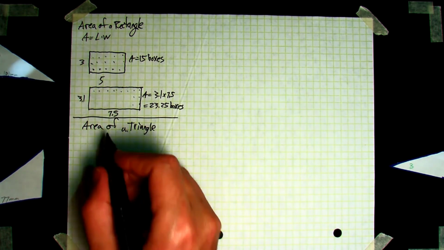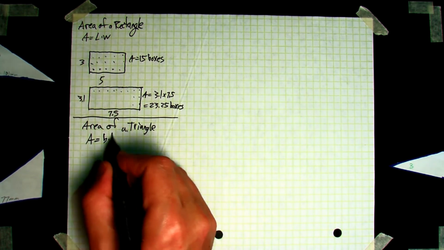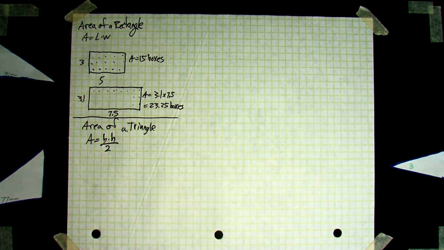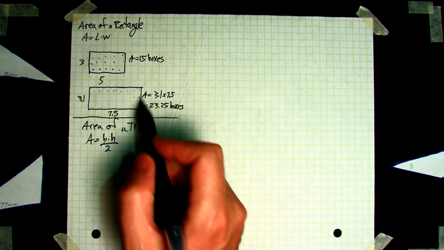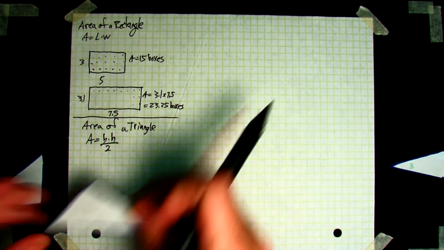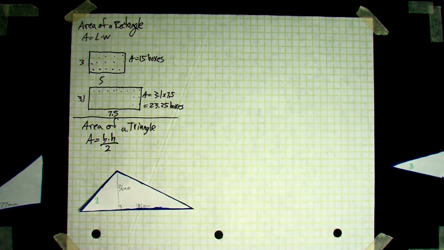Area of a triangle works similarly. You've probably seen this formula before, where area equals base times height over 2, where the base and the height have to meet at a right angle, just like these length and width meet at a right angle here. So you grab your triangle like this one, for instance. You go ahead and measure.